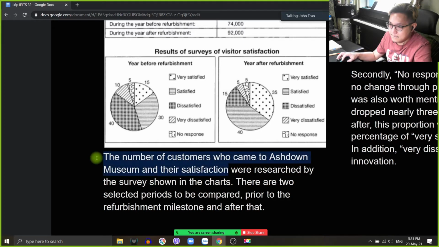Okay. Were researched, đã được nghiên cứu, okay. Were researched by the survey. Đã được nghiên cứu bằng khảo sát, shown in the charts. By the survey shown in the charts.